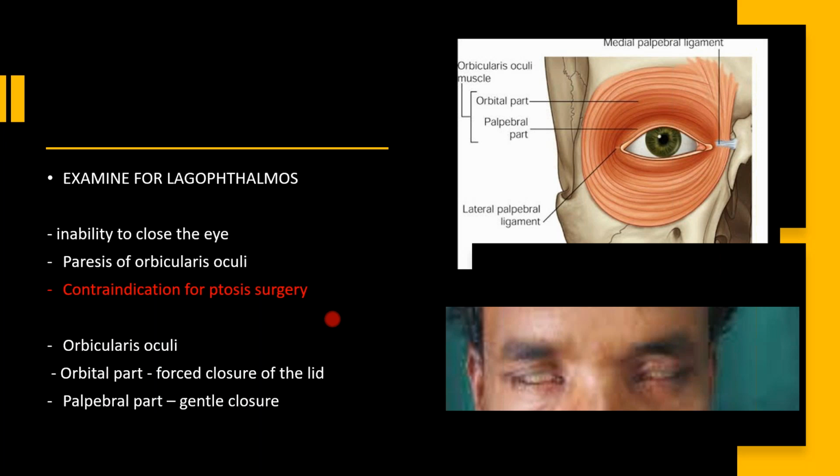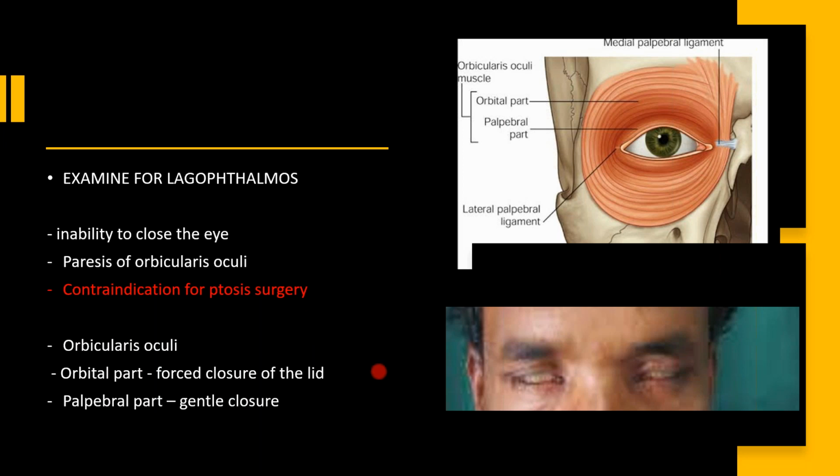And that is a contraindication for ptosis surgery, because if you do ptosis surgery in those patients, it's going to lead to a lot of exposure, and that's not what you want for the patient. Eventually, it will lead to exposure keratitis, and that's not something we want for a patient, right?